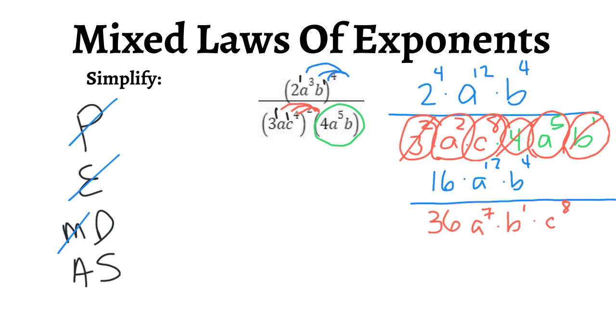Now I want to get into division. Again, when you're dividing, divide numbers with numbers, a's with a's, b's with b's, and there's only one c. So what do 16 and 36 have in common? They're both divisible by 4. So I want to divide 16 divided by 4. I get 4.